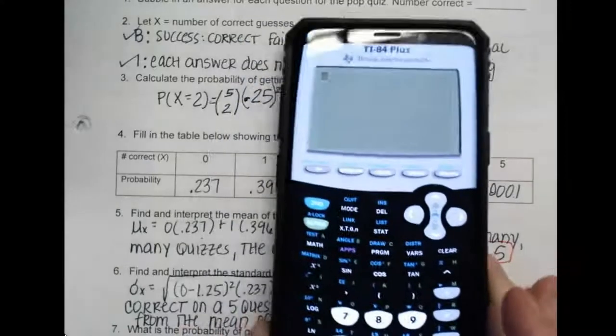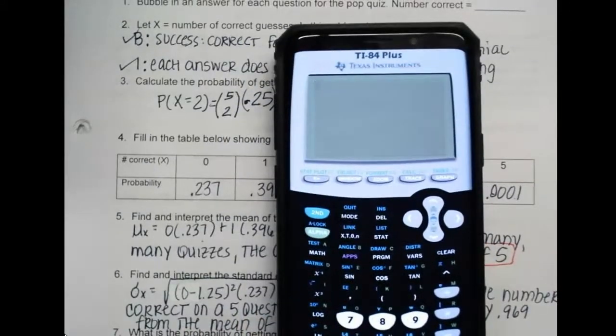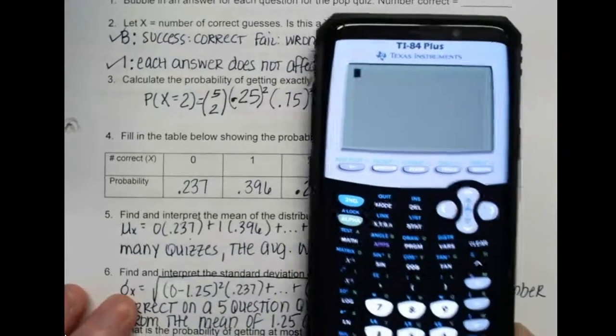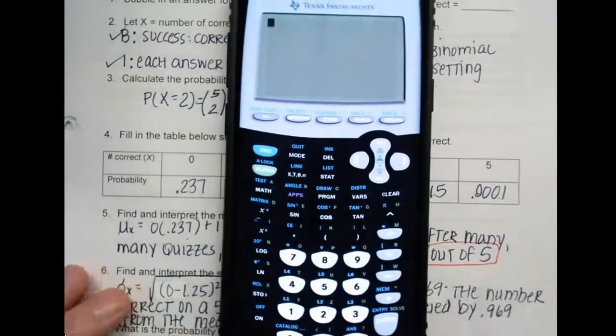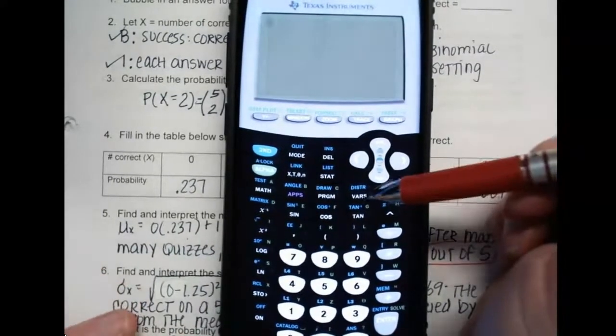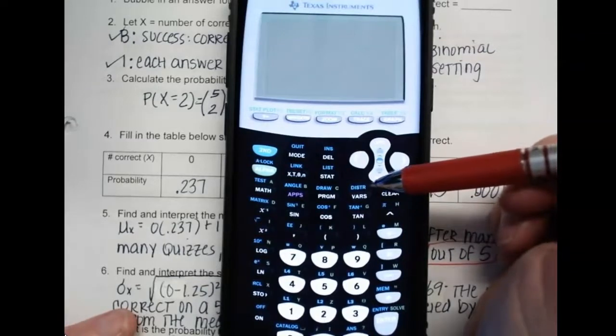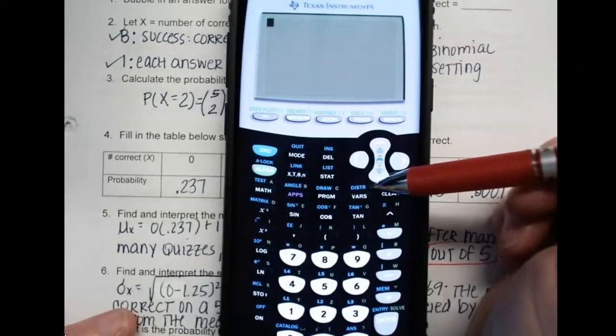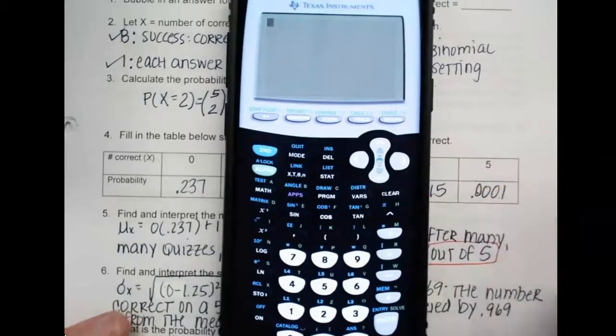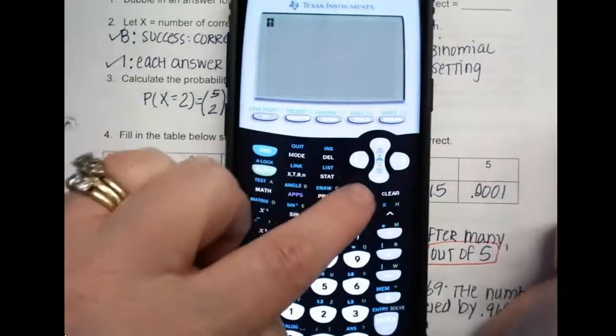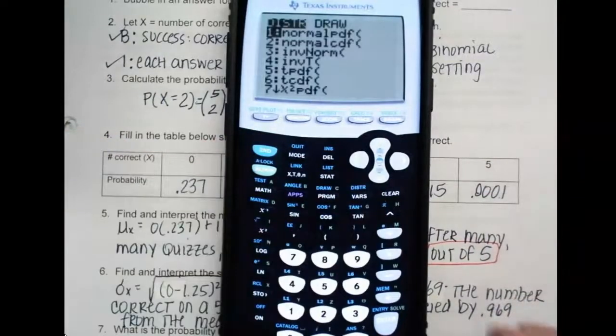All right, so here's my calculator. What I want you to do is right here above the word VARS, it says DISTR, distribution. We've been talking about distributions this whole time. We've been using a binomial distribution. We've talked about normal distribution, a sampling distribution. We've talked about all these different distributions. So we want to go in there, so we have to hit the second button and then VARS.